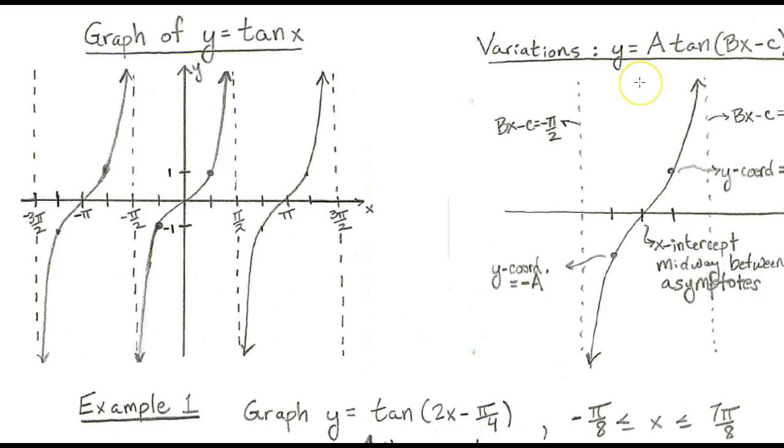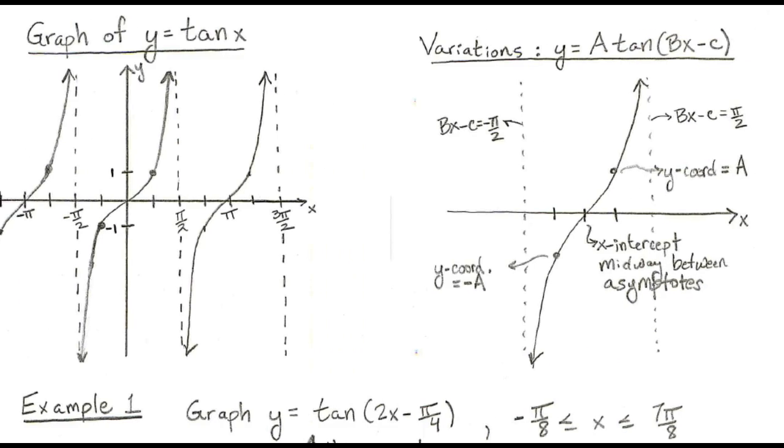So what do the variations of the tangent look like? Again, we're looking at functions like a times the tangent of bx minus c. Okay, so what we have to do here is understand that bx minus c, if I set it equal to minus pi over 2, gives you the vertical asymptote on the left. And if I set it equal to pi over 2, it gives you the vertical asymptote on the right.